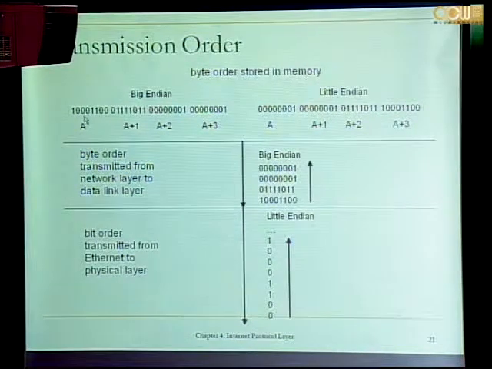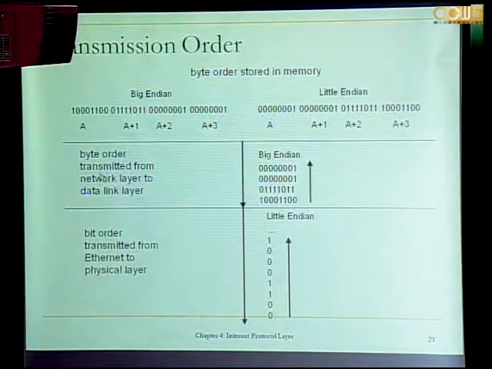The high order byte is stored in the low order address, and the low order byte is stored in the high order address. That's big endian. That's when it's stored in the memory.